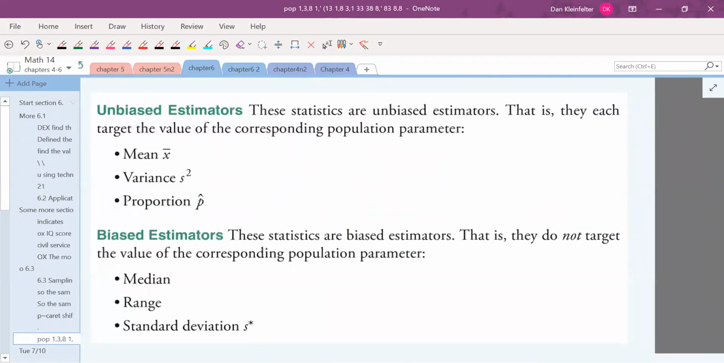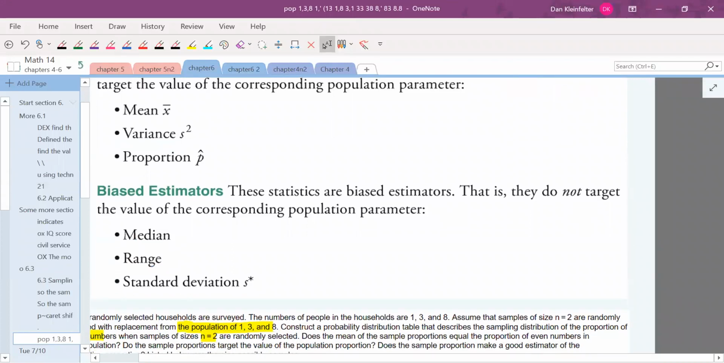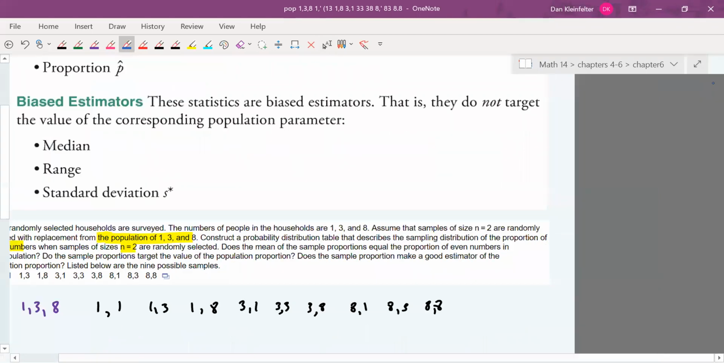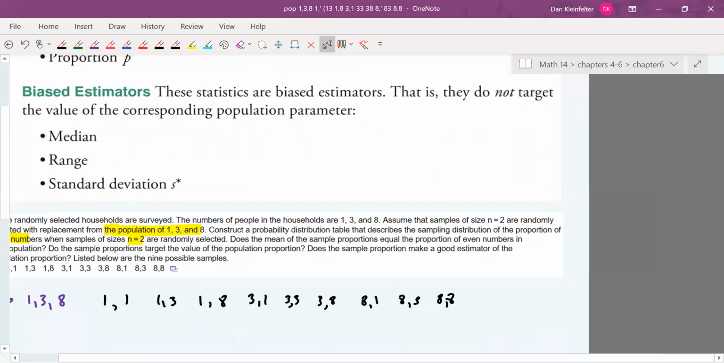Okay. So we've talked about unbiased and biased estimators. The mean and proportion are unbiased estimators, as is the variance. We saw how the range is a biased estimator. We didn't talk about the median, but it is a biased estimator. And the standard deviation is also a biased estimator. It's still commonly used just because the variance has squared units on it, whereas the standard deviation does not. So for that reason, we still use the standard deviation, and we have some workarounds to deal with the fact that it is not an unbiased estimator.